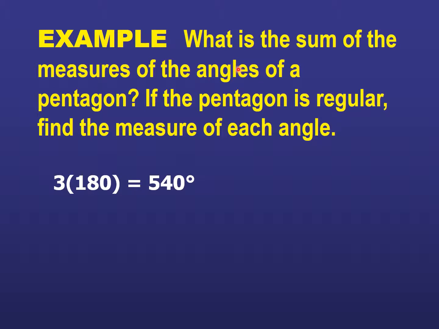So now we want to know, how much is each angle? Well, if it's regular, that means each angle is the same. So if there are 5 angles in a pentagon, then we'll just divide this 540 degrees by 5, and we end up with 108 degrees per every angle in the pentagon.